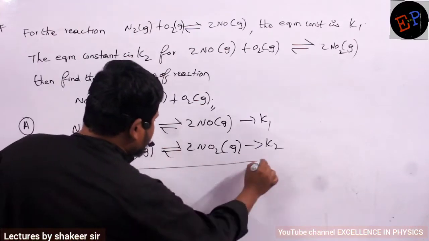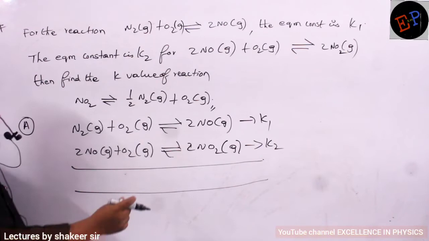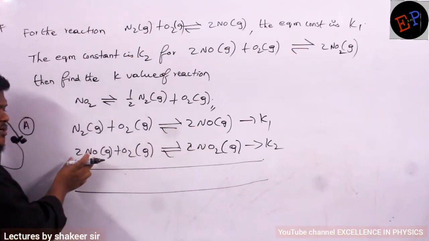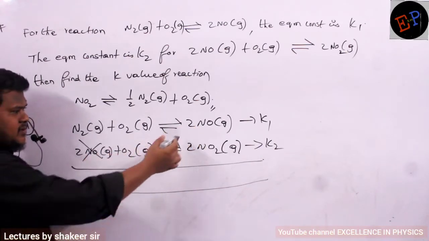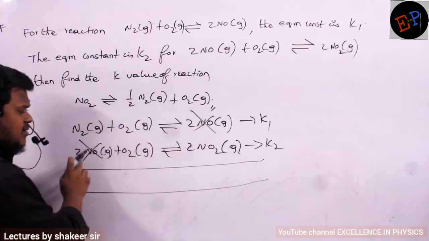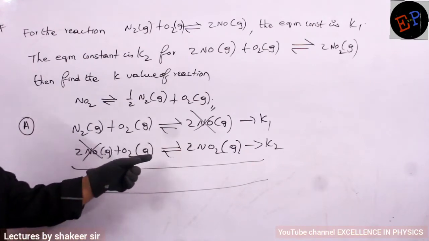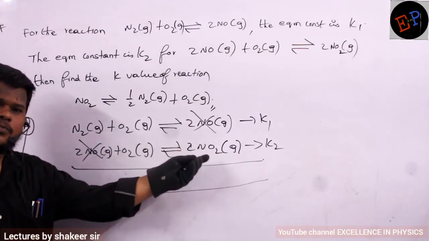Now if I sum up these total reactions, already I told you one rule. Here I have 2NO, here also I have 2NO. These two you can cancel, because this 2NO is again getting converted into other products. So you need not consider it, because already it has converted into products.